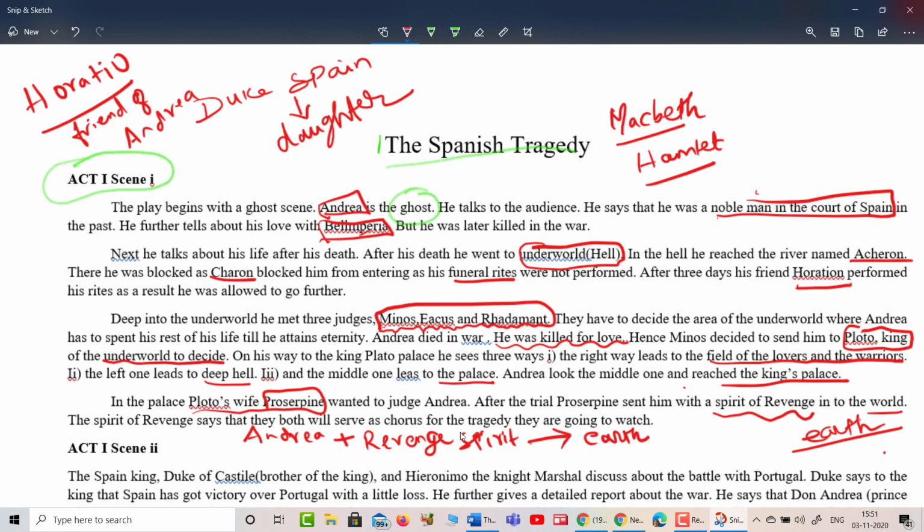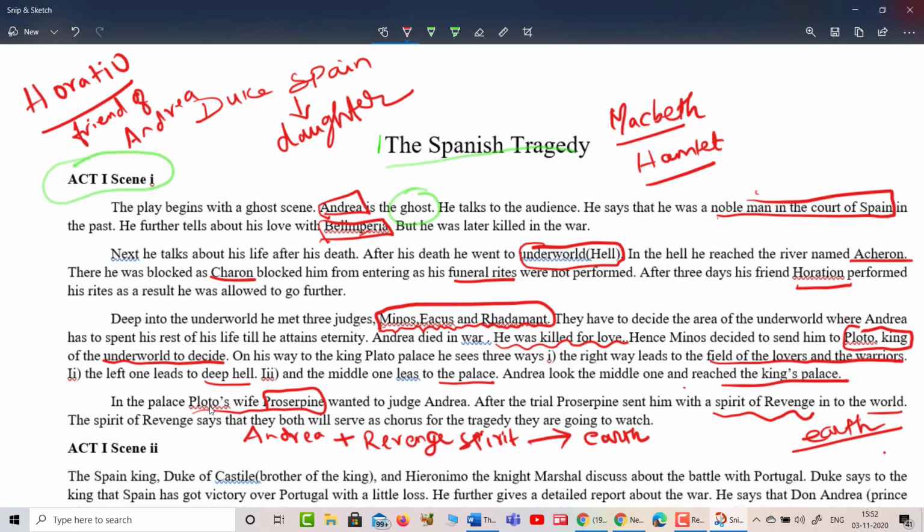And after taking the bath, he goes to meet three judges named Minos, Aeacus, and Rhadamanthus. Unable to take a decision, they send him to Pluto, the king of the underworld, to decide, because he was killed for love. When he goes to the palace of Pluto, he finds three ways. The right side goes to lovers and warriors, the left side goes to deep hell, and the middle one leads to the palace of Pluto. Andrea takes the middle way and reaches Pluto's palace.